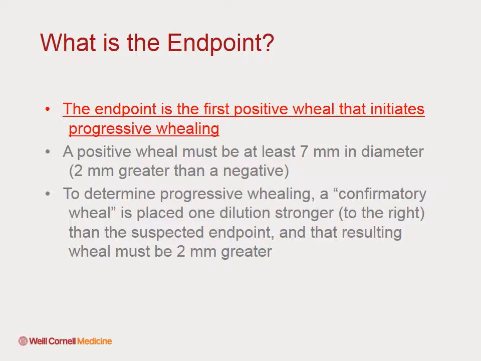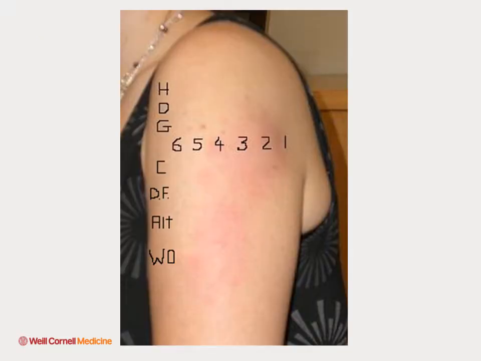So let's take a look at what a typical testing field looks like with intradermal dilutional testing. So this is one of the most common locations that I use for intradermal dilutional testing, the upper part of the arm on the side. There's a lot of real estate here to do your testing, although generally I'm not going to test more than 7 or 8 allergens on a particular session.